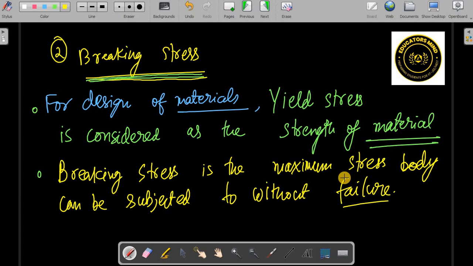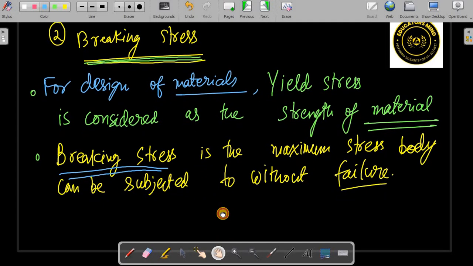So if you want the body not to fail, but of course if you remove that load, the body will have some permanent deformation. Definitely the shape and size of the body will change, because this is not the elastic behavior. That is why for design purposes we don't choose the breaking stress as the design stress, we choose yield stress only. Okay, but in most cases we don't care about the permanent deformation that is happening. We simply don't want the body to break. So in such a case we can use breaking stress as a design criterion. Of course it is not a favorable thing.